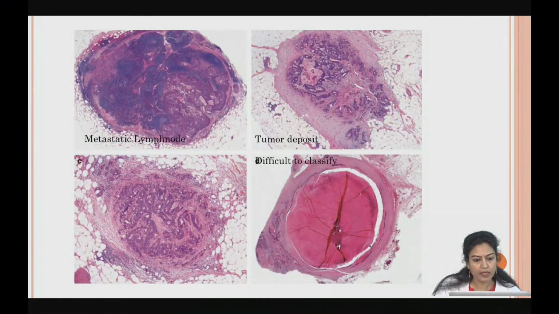So, for example, if you see here, the first picture shows a classic metastatic lymph node with tumor deposits, whereas the second and third pictures show a circumscribed tumor deposit but without any identifiable lymph nodal structures. Now, these are what should be classified as tumor deposits or the N1C. And if you see the last picture, it is very difficult to make out whether this is a fibrosed lymph node or a hyaline thrombus or a vascular thrombus, or whether it's a circumscribed tumor deposit. In such cases, you have to employ IHC like PanCK to see if there are any residual tumor cells and then label it as tumor budding.